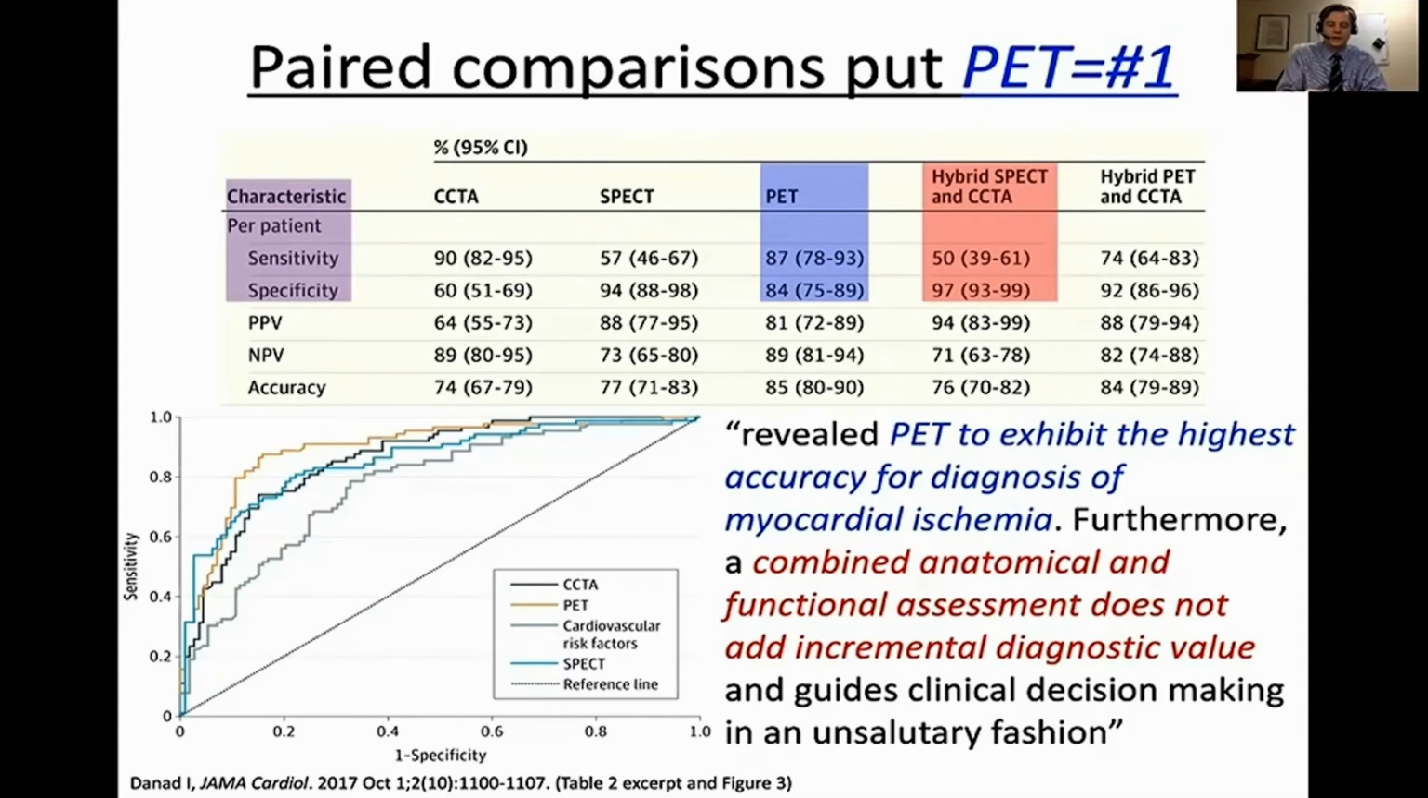And it's interesting that some of these notions we have of multimodality or fused imaging, where you take CT and add on SPECT, or you do CT and add on PET, that those combined anatomical and functional assessments didn't add incremental diagnostic value. So it really seemed as if the money was on PET flow imaging, and that performed best among all these tests. So it puts PET ahead of SPECT, it puts PET above CTA. What about FFRCT, you ask?